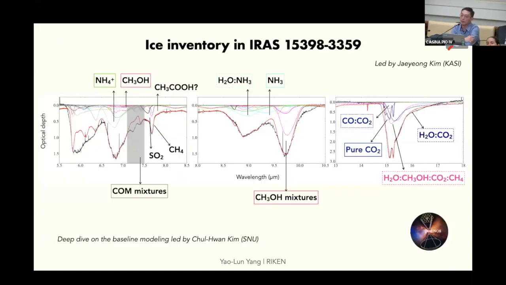This is work led by a postdoc at KASI, Jae-young Kim. He put together an ice inventory for the source IRAS 15398, which is the first source that we got our data on. You can see the red line here is our composite model. We reproduce most of the absorption features reasonably well. There's some underestimation around 6 microns or so, but I think this is one of our most complete censuses of ice inventory in at least one of the 4 protostars that we have.